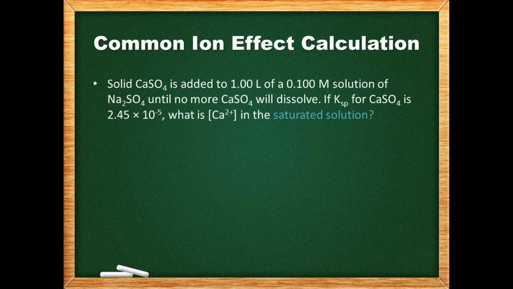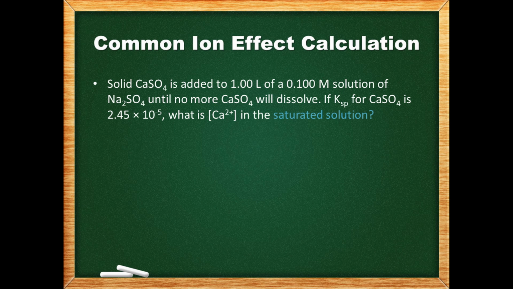Let's do another common ion effect calculation. Solid calcium sulfate is added to 1 liter of a 0.1 molar solution of sodium sulfate until no more calcium sulfate will dissolve. If the KSP for calcium sulfate is 2.45 times 10 to the negative 5, what is the calcium ion concentration in the saturated solution?